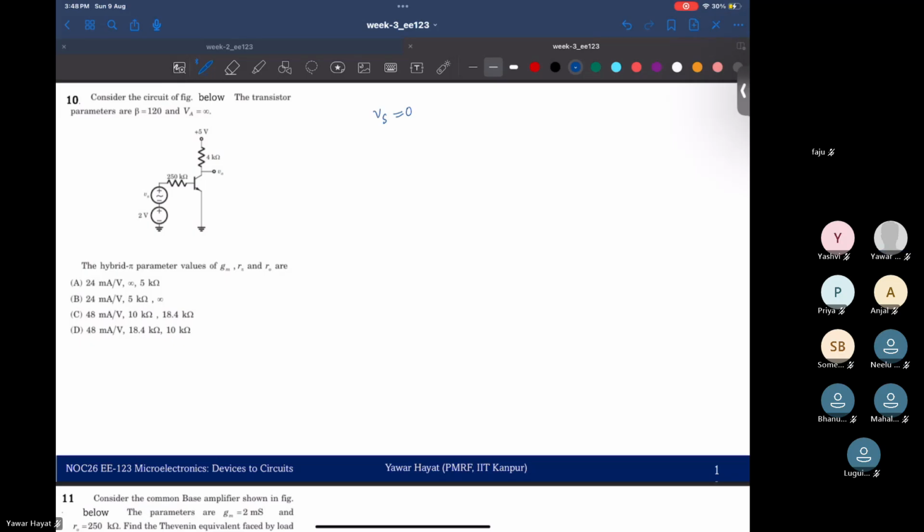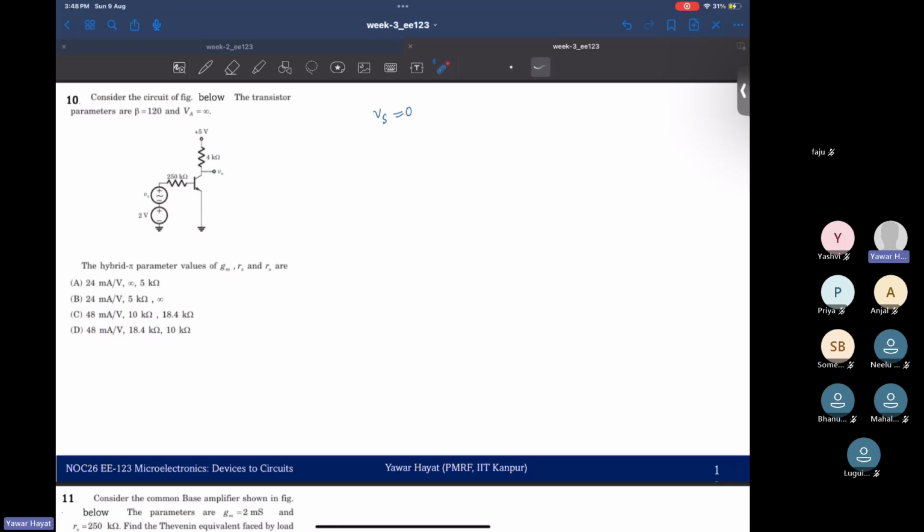So what would you get? Since we are assuming VBE as 0.7, VBE would be 0.7. Since the emitter is grounded, this one would be 0.7. So we know this voltage, we can compute what?